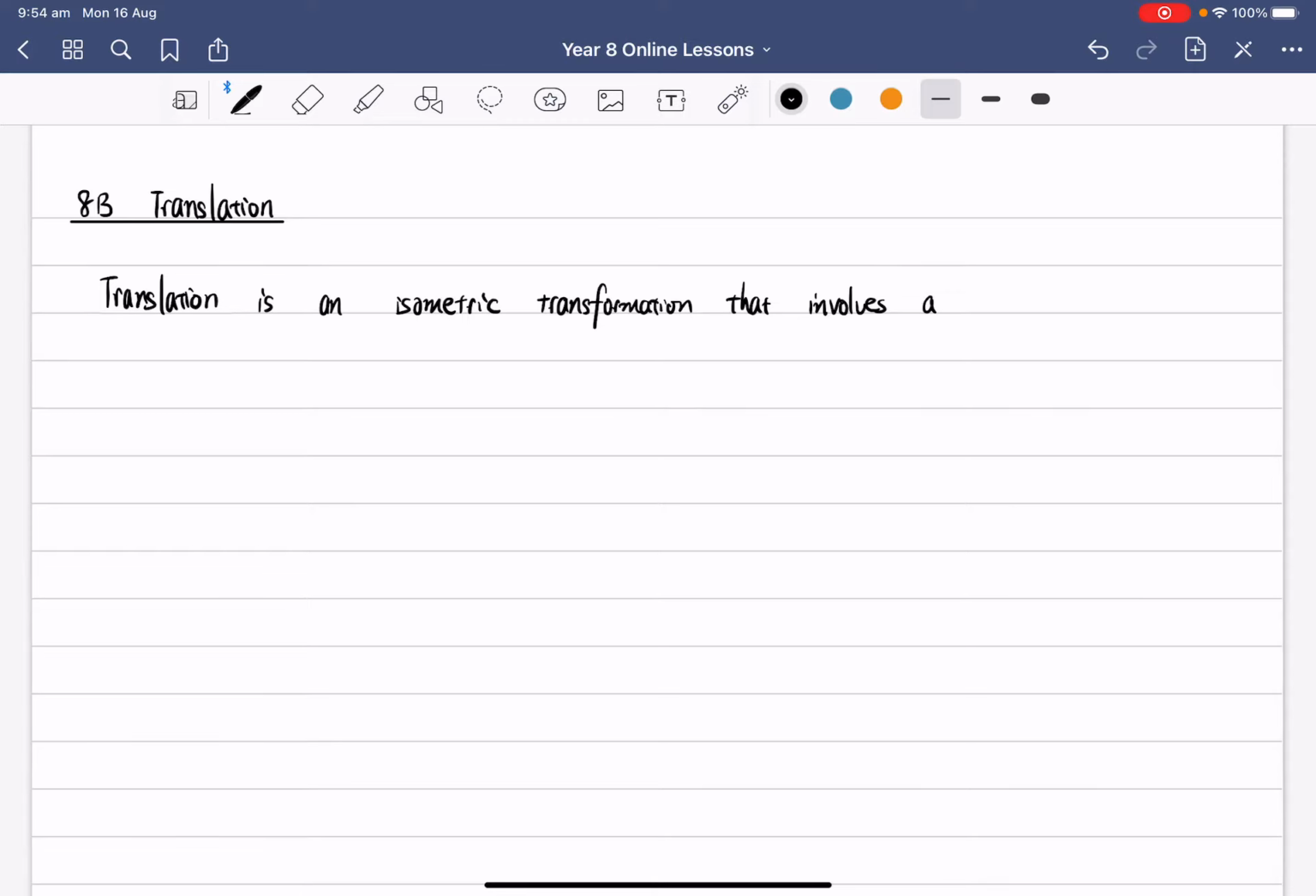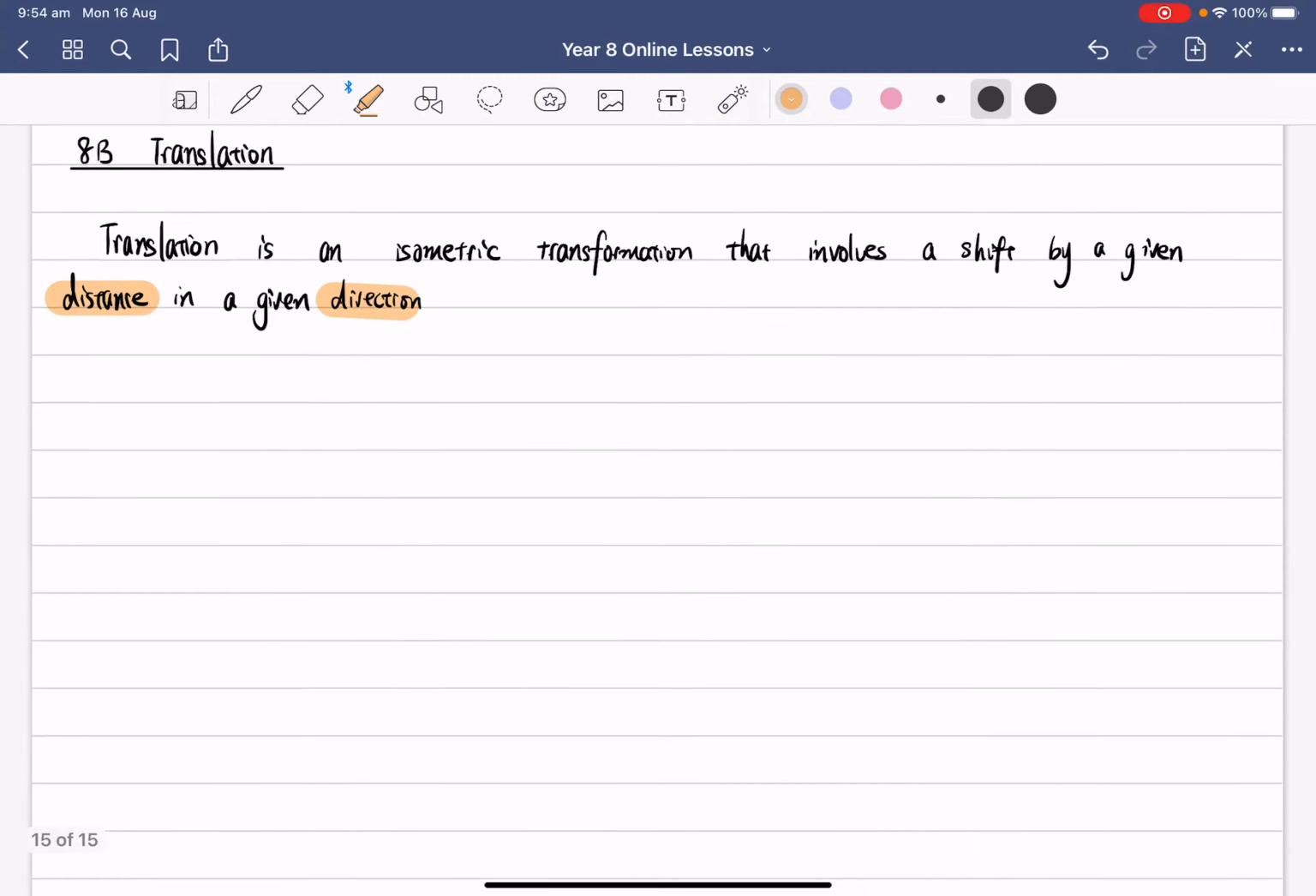Because you're just shifting a diagram or a figure by a given distance in a given direction. So we have two important pieces of information here. Firstly is the distance. We need to know what distance you translate this object. And also in which direction you translate this object.